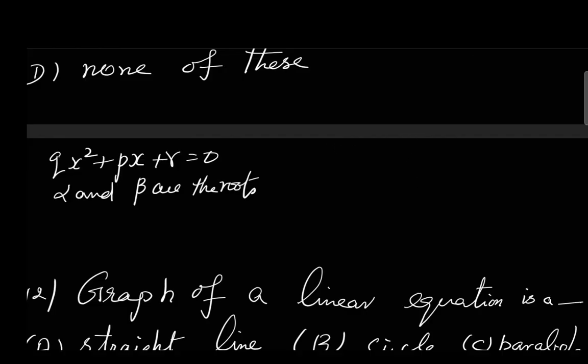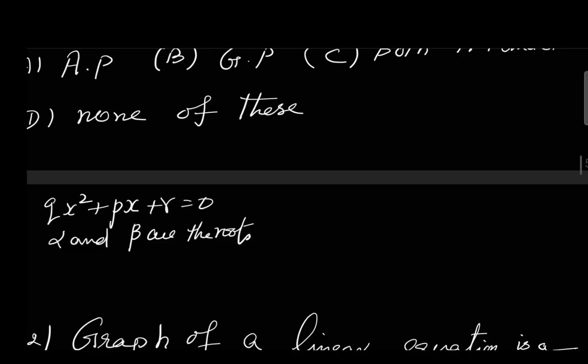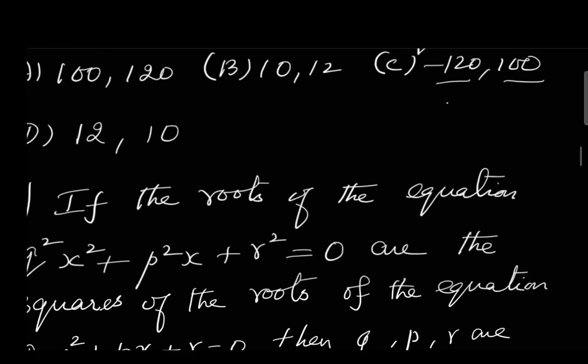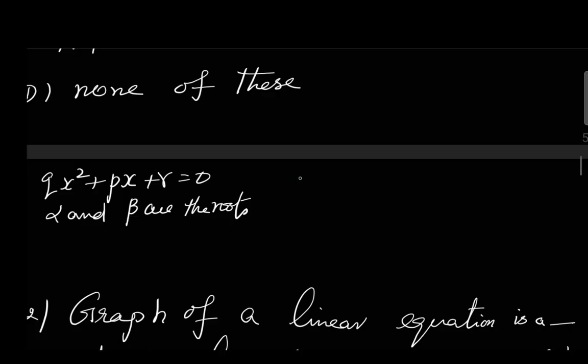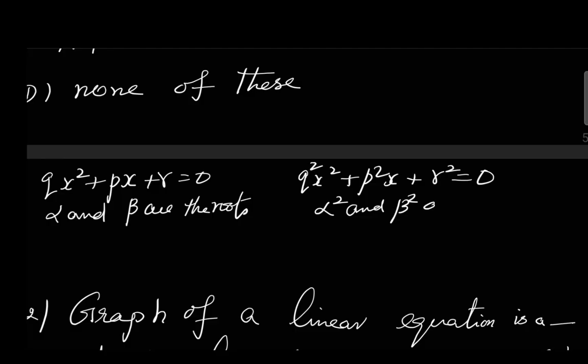Take the equation first. q squared x squared plus p squared x plus r squared equal to 0. So alpha squared, the roots are squares of the roots of the equation. Alpha squared and beta squared are the roots.